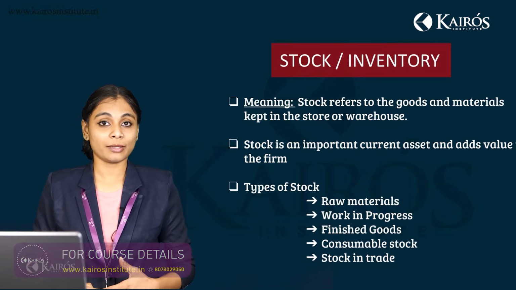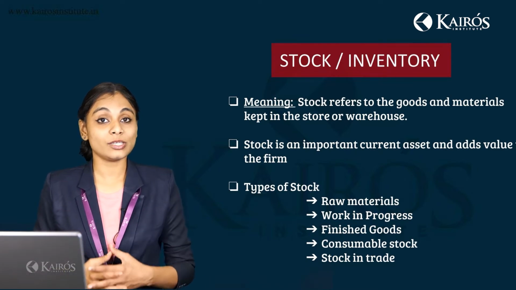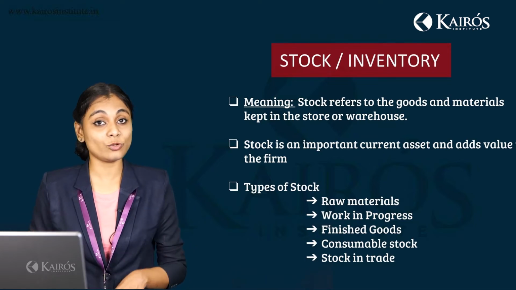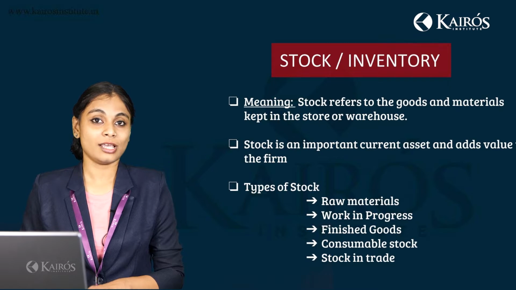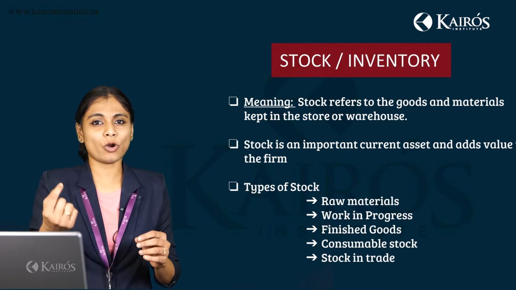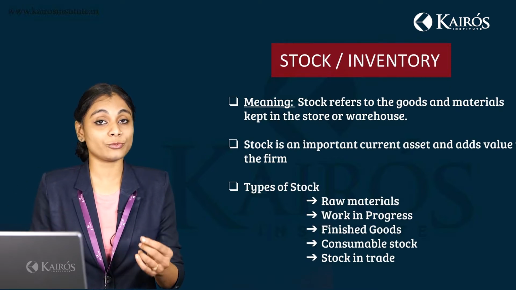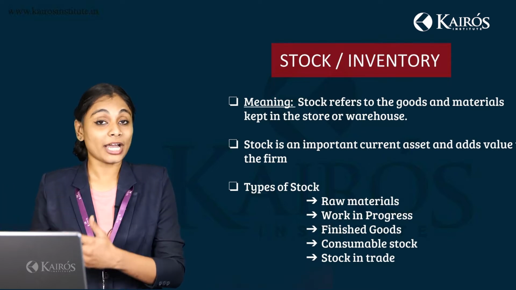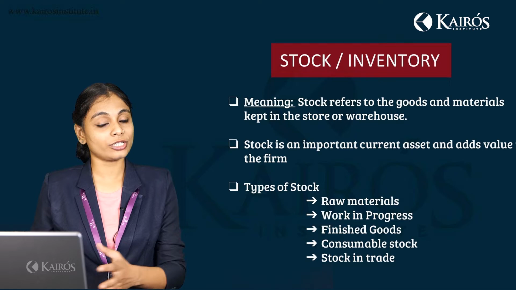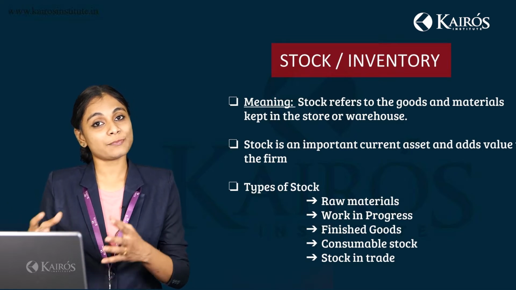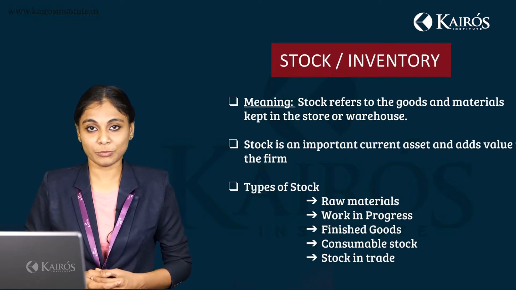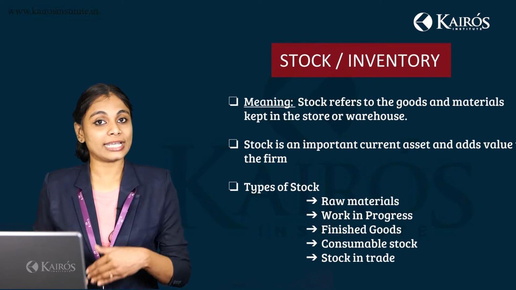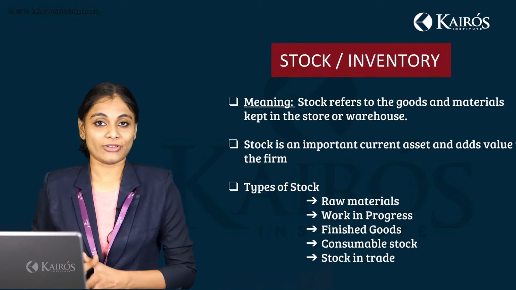What is the fourth type of stock? It is called consumable stock. These are materials that are consumed during the production process. So you would have seen various small nuts and bolts which have to be used during the production stage, or certain byproducts which are to be used during the production stage. So these products are known as consumable goods. During the process of production, these products are getting consumed by the factory.